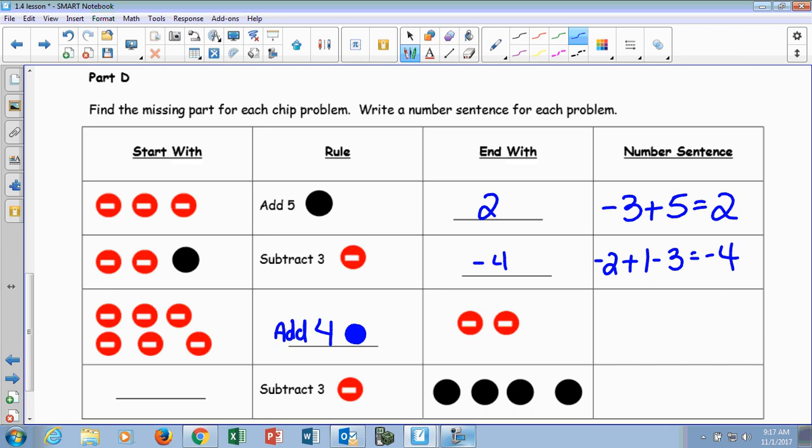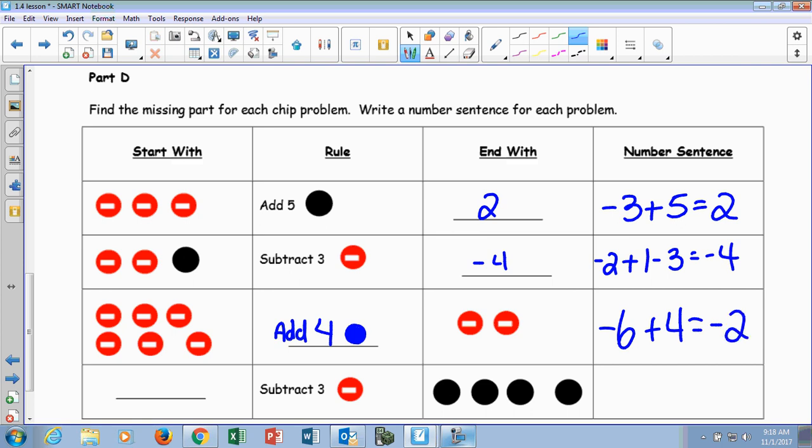So what's our sentence then? If we have 6 red and we add 4 black to it to get 2 red, what's our number sentence? Who can tell me? Robert. Well, we added 4. Plus 4 equals negative 2. Very good.